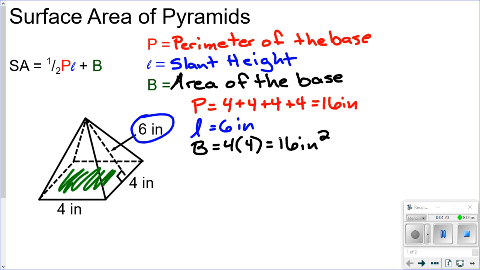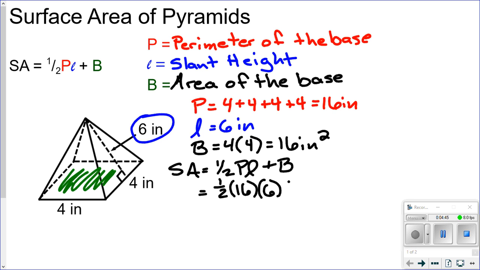And so now once I have those values, plug them into the surface area formula. And for my students, this formula is included on your state reference sheet, so you don't have to memorize the formula, but you've got to know how to use it. So they don't tell you what these letters stand for. So we have to do 1/2 times P, which was 16, times L, which was 6, plus B, which was 16. Make sure you follow order of operations, PEMDAS.